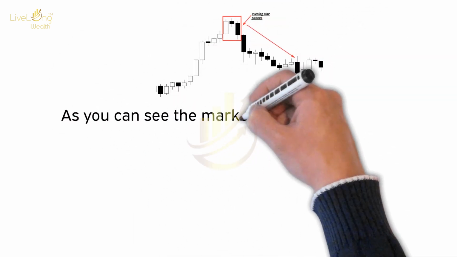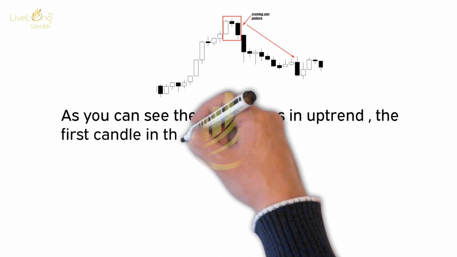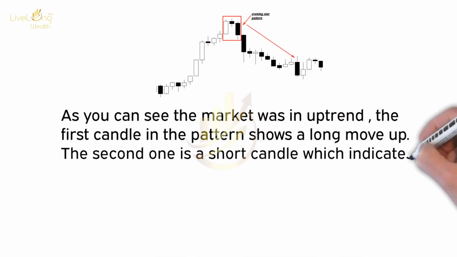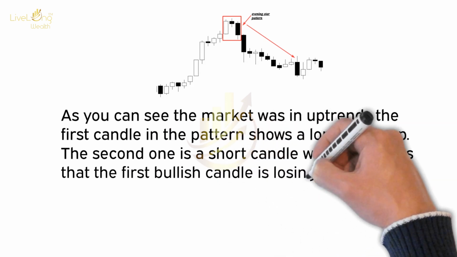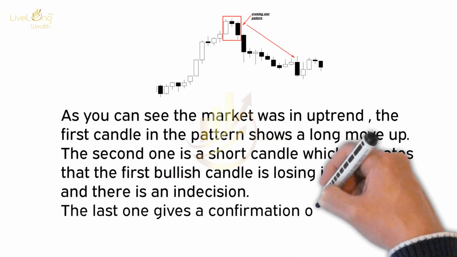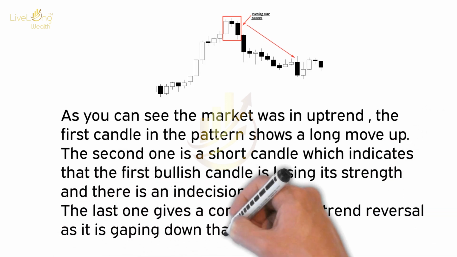As you can see, the market was in an uptrend. The first candle in the pattern shows a long move up. The second one is a short candle, which indicates that the first bullish candle is losing its strength and there is indecision. The last one gives a confirmation of trend reversal as it is gapping down the previous candles.